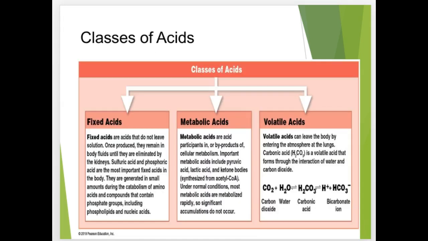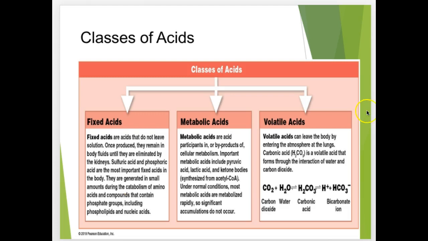All right. So different classes of acids. We have fixed acids. These are acids that do not leave solution. Once they're produced in the body, they remain that way until they're eliminated by the kidneys. Metabolic acids, though, are acid participants in cellular respiration. So this would be pyruvic acid, lactic acid, ketone bodies. We'll get into all of that when we talk mainly about cellular respiration next week.